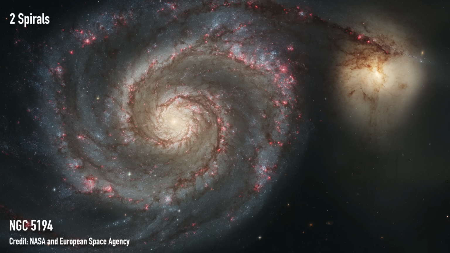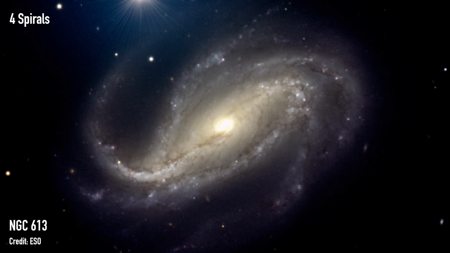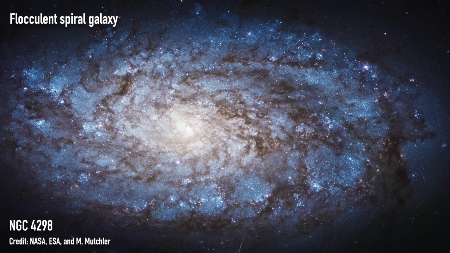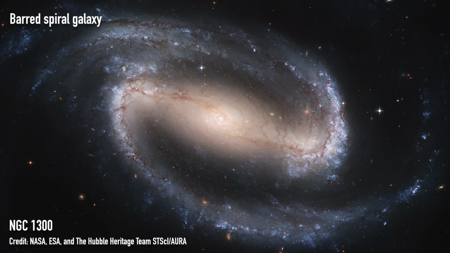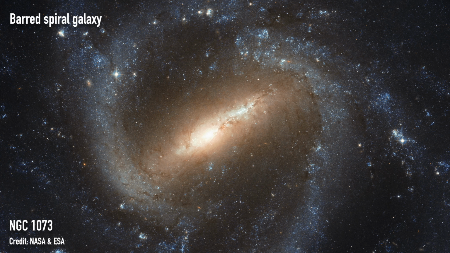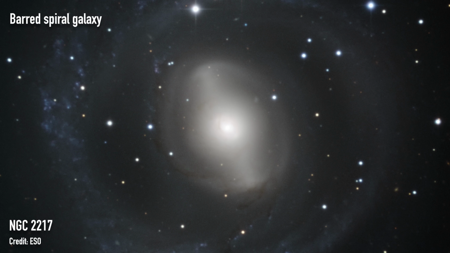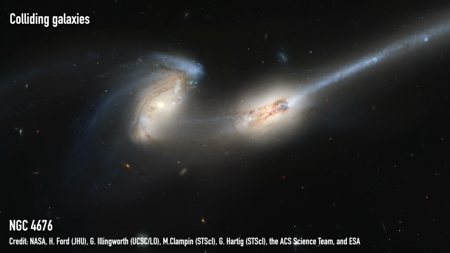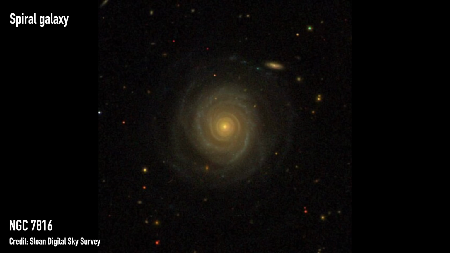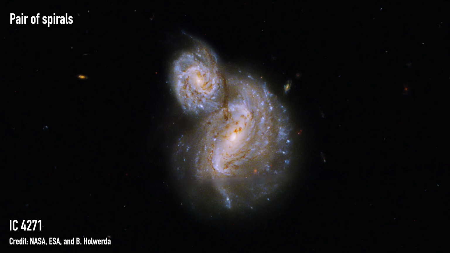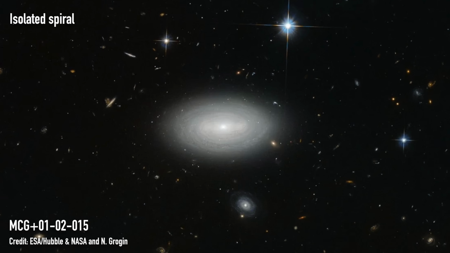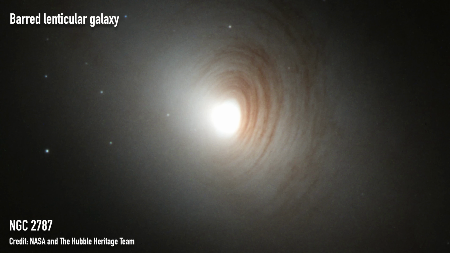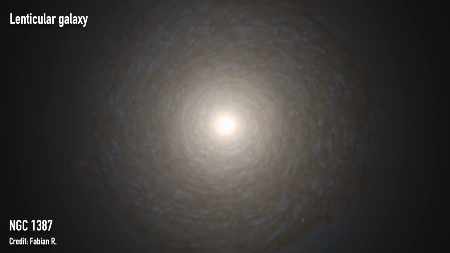From 2 spirals to 3 spirals to 4 spirals, or ones that are so fluffy you can't even count the number of spirals. There's ones with bars running through the middle, some where the spirals come off the ends of the bars, and some with bars where the spirals don't attach to the bars. There's loose spirals, tight spirals, big stretched out tidal spirals. There's blue spirals and red spirals, spirals in pairs, and spirals by themselves, and even galaxies that look like they should have spirals, but don't.